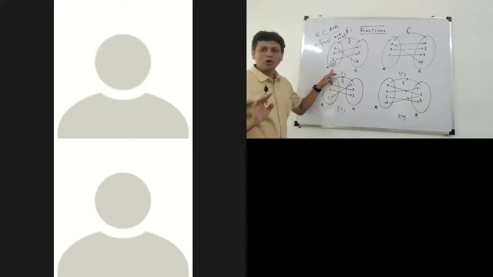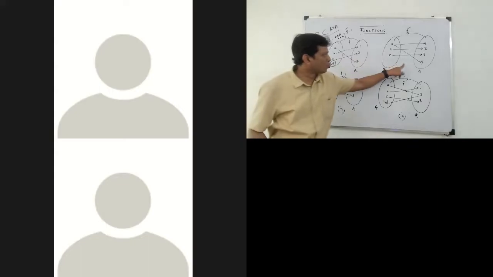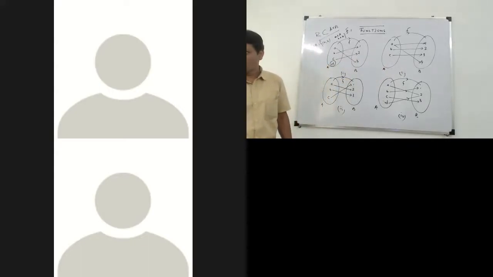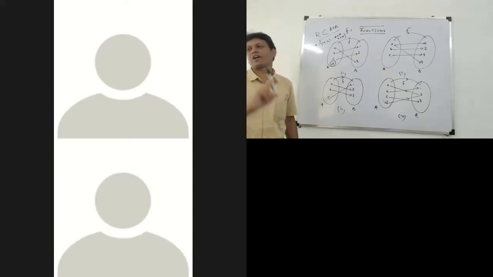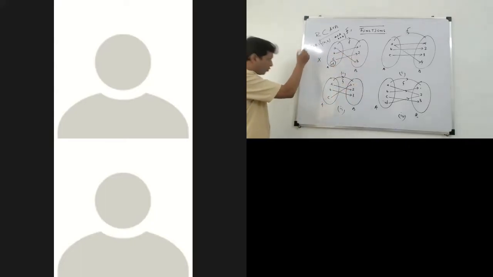Every element in A has a unique image. That is the first criterion. So D is not related, D has no image. So it cannot be a function, but it is a relation. Am I clear? So are all relations functions? No. All functions are relations, but not all relations are functions. So these are all relations, but this is not a function. Why? You can note down the reason also: D has no image.